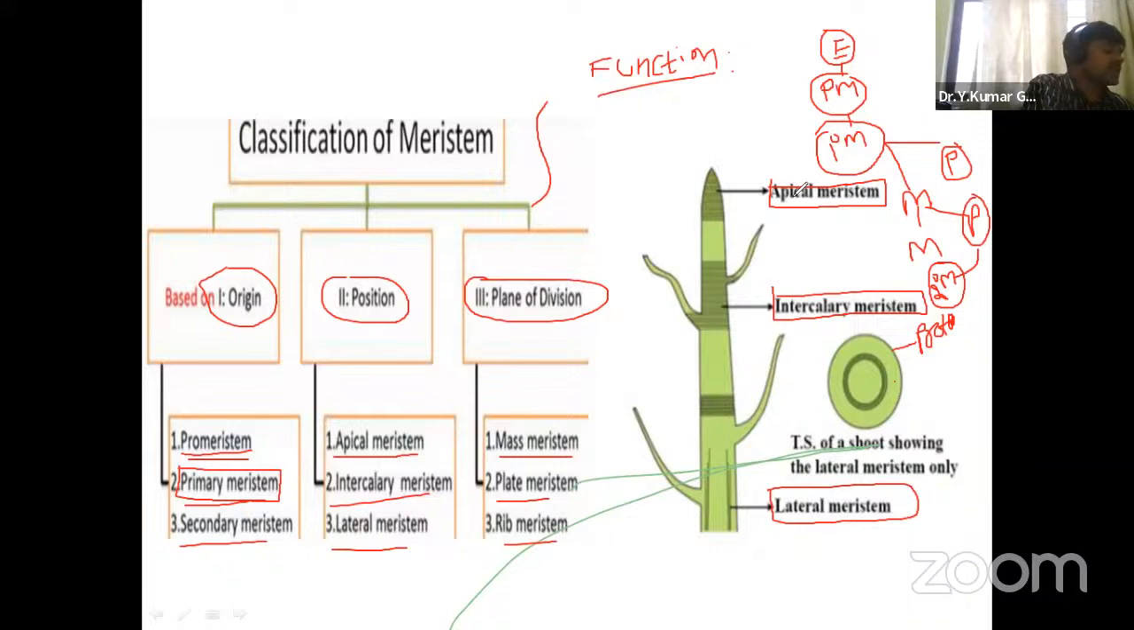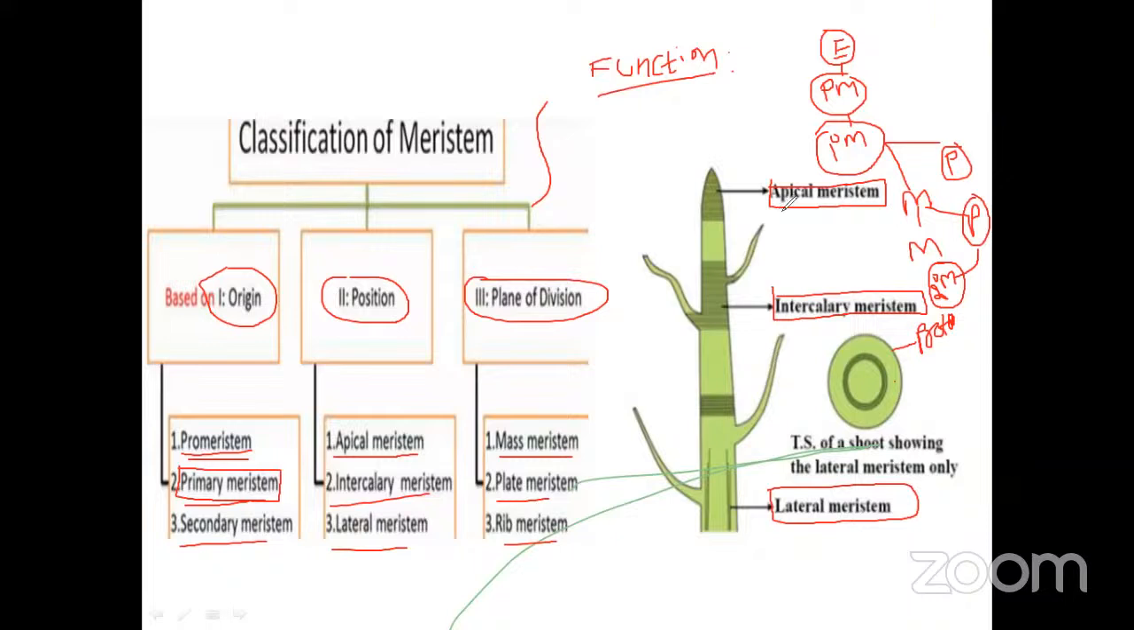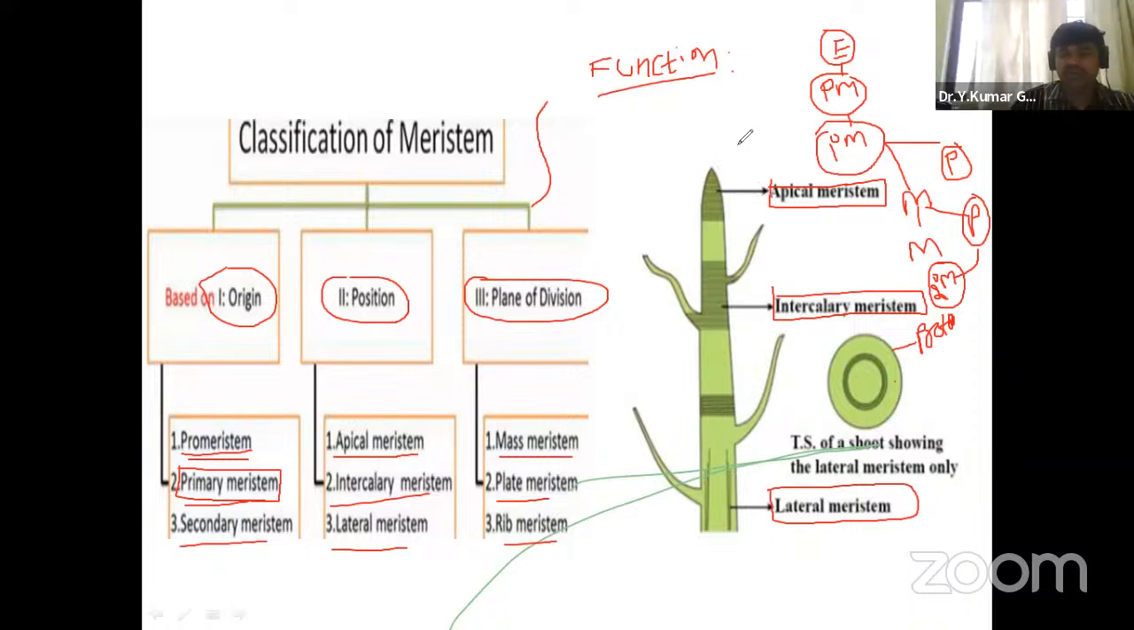The name itself is given as apical. This apical meristem is present at the shoot and root apex. The function of apical meristem is growth, longitudinal growth. Apical growth or vertical growth, whatever it may be, they are all similar. And next, intercalary meristem.